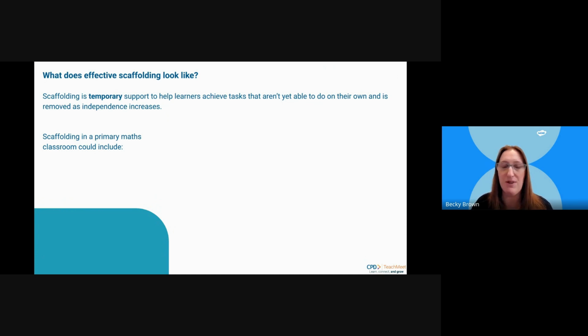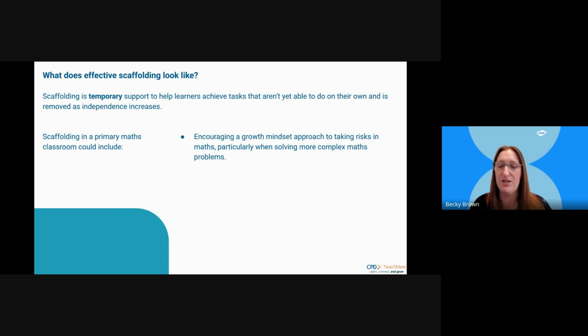So in a primary maths classroom, and some of these points, of course, are transferable to other subjects as well, but thinking specifically about maths, encouraging a growth mindset approach is really, really important. Taking risks is hard, and it's hard for adults as well as children. But when you're solving, particularly when doing problem solving, there's a real buzz around problem solving at the moment. It's been recognised as an area of development for the curriculum. And having a growth mindset approach, improved resilience, perseverance are really important. So we'll talk a little bit about how we can encourage that sort of approach in our classrooms.